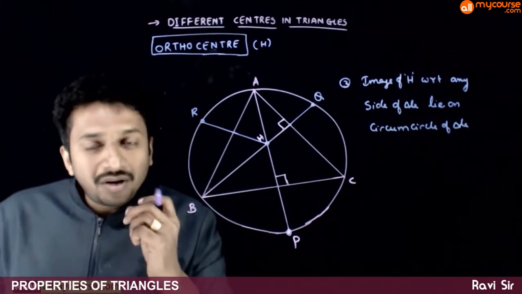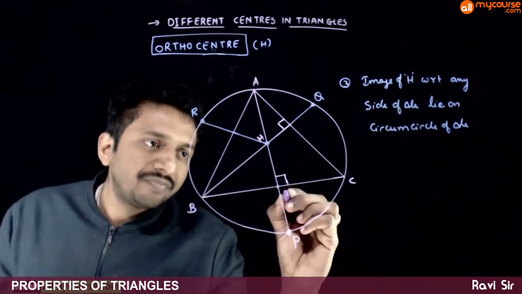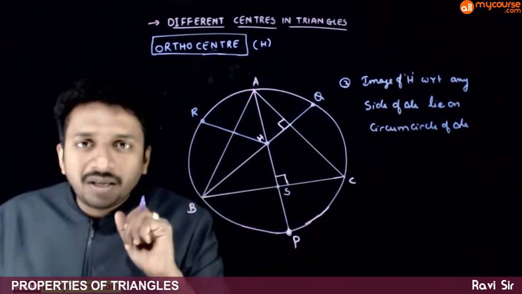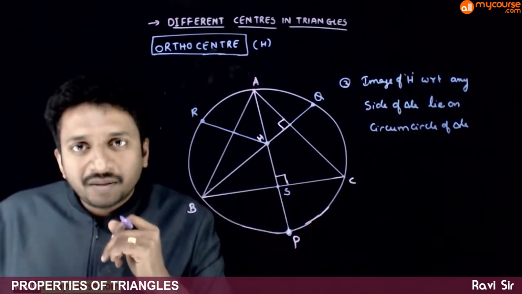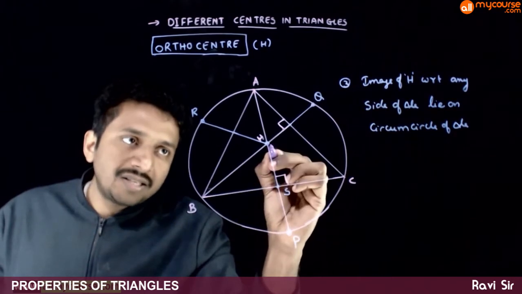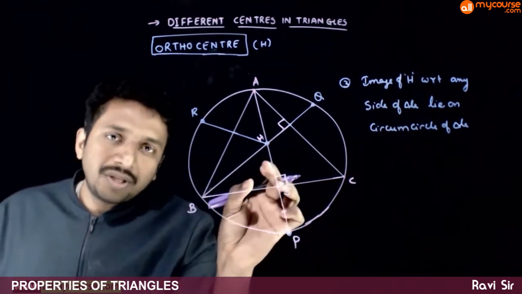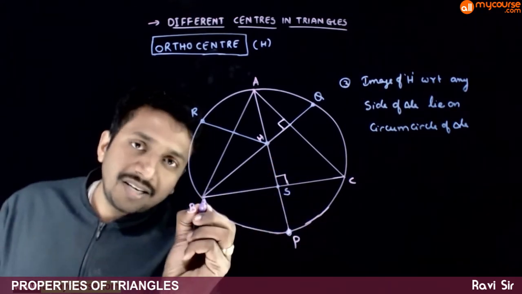To prove this theorem, what I need to show is, if this point is some S, and I show that HS is equal to SP, then H will be the image of P, because the line is already perpendicular. For the image, just this length has to be the same as this length. So let us try to show that HS is equal to SP. To show that, let us take a construction.